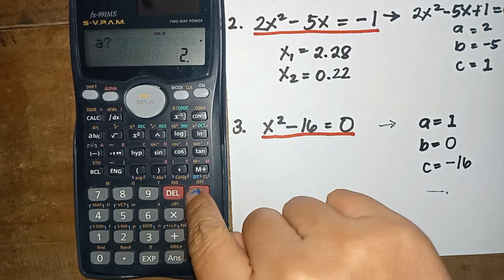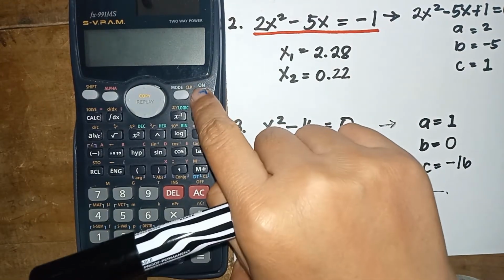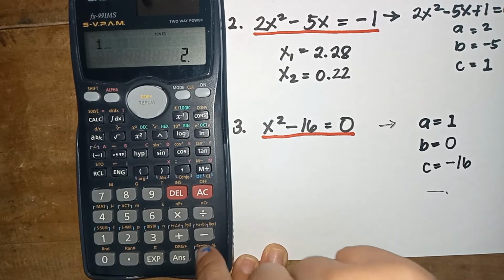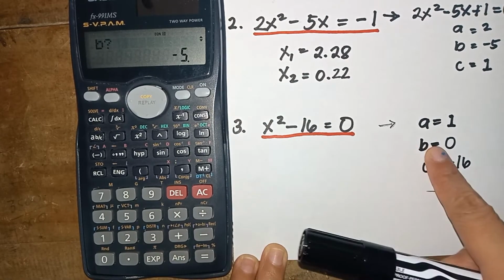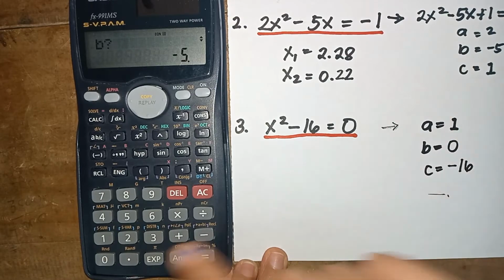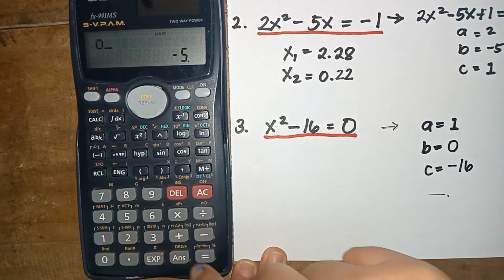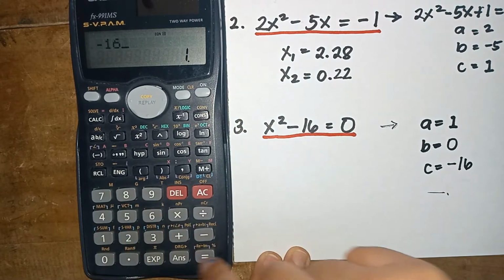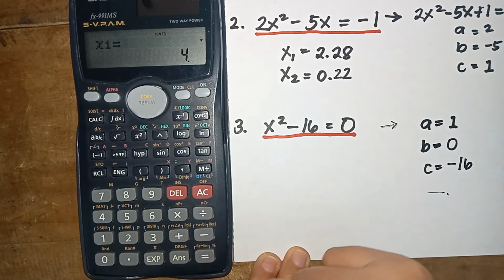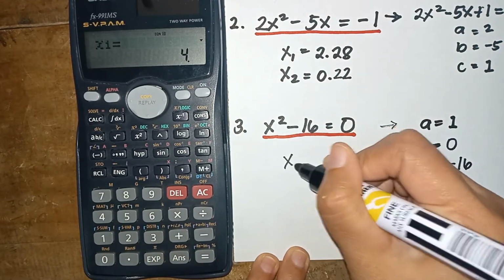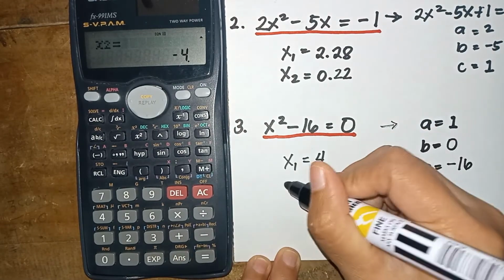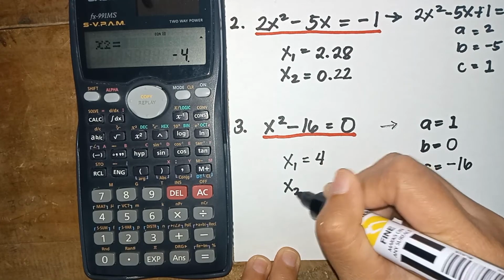Okay, so click AC or on. Type 1 for A, then equals. B is 0, so type 0, then equals. And C is negative 16, equals. So, our first root is positive 4, and the second root is negative 4.